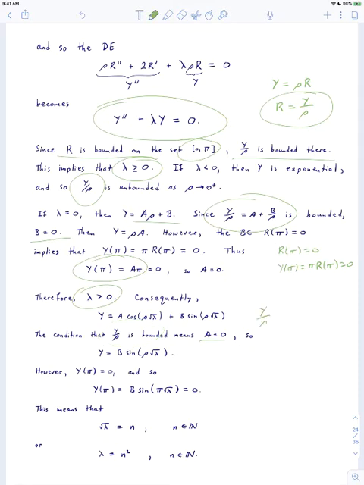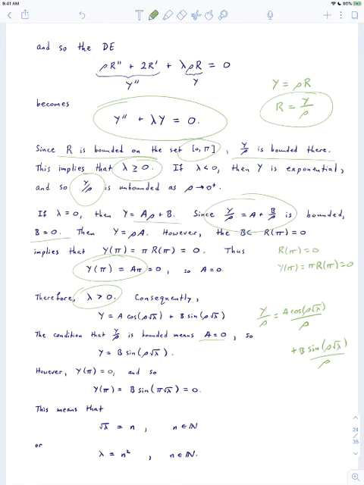Y over rho is a times cosine of rho square root of lambda over rho plus b times sine of rho square root of lambda over rho. Let me just fix my lambda there.